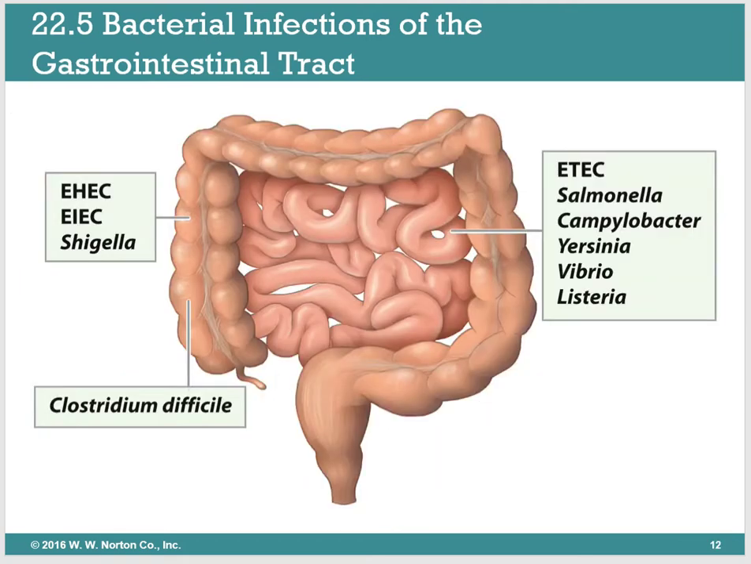So here are some common infections that will happen throughout the digestive tract. So normally within the small intestines, you'll have some E. coli infections, salmonella, some vibrio, listeria. And then within the large intestines, you'll have the C. diff, and then also different types of E. coli and Shigella. And we're going to talk about each of these for the most part individually. Some of them we won't even talk about.